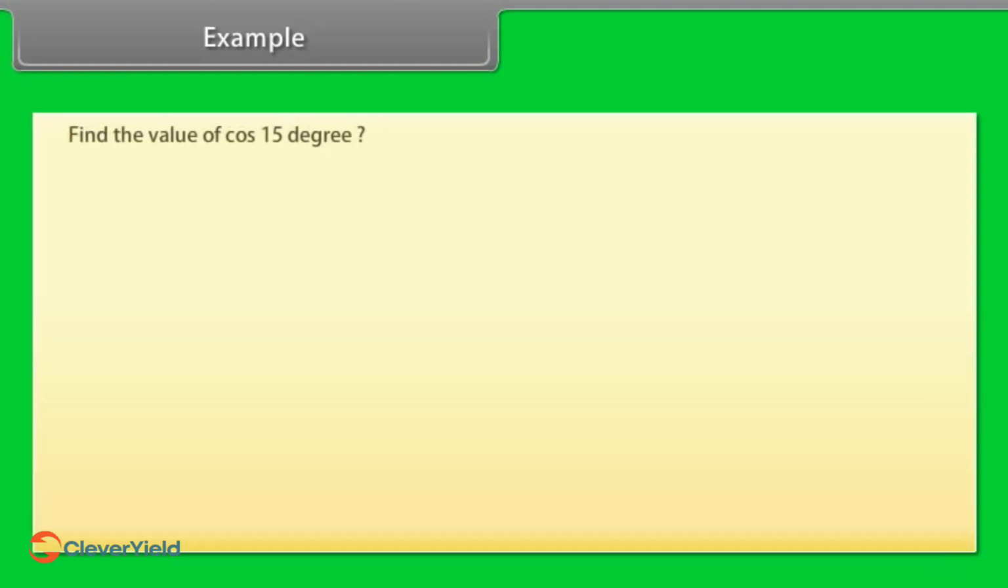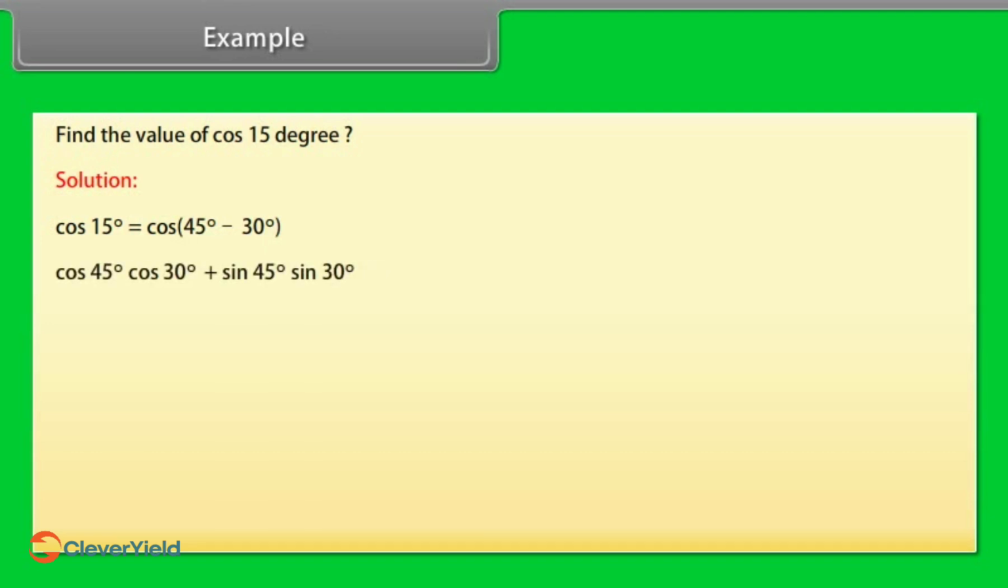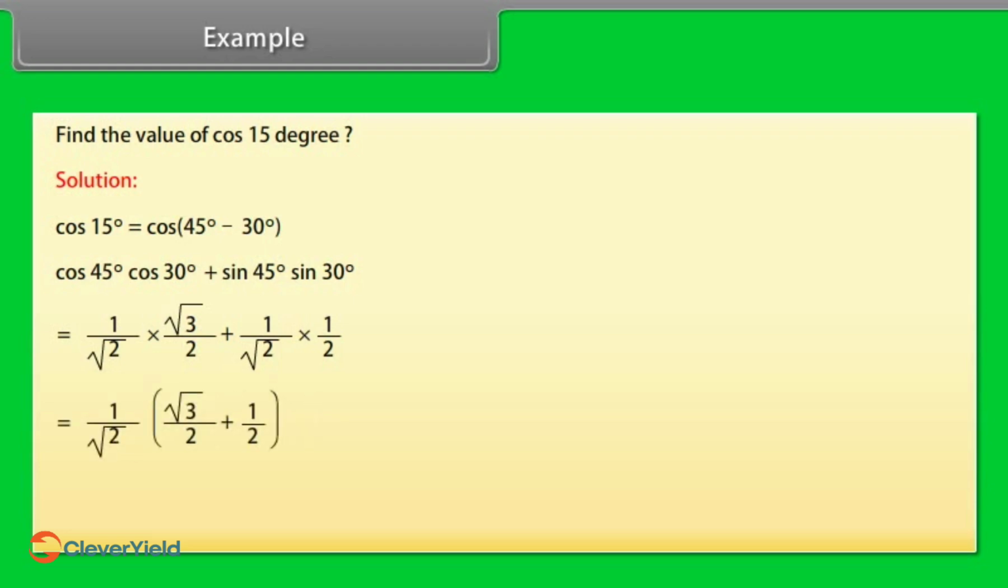Example. Find the value of cos of 15 degrees. Solution. Cos of 15 degrees is equal to cos of (45 degrees minus 30 degrees). That is equal to cos 45 degrees into cos 30 degrees plus sin 45 degrees into sin 30 degrees, which is equal to 1 by root 2 into root 3 by 2 plus 1 by root 2 into 1 by 2, which is equal to 1 by (2 root 2) into (root 3 plus 1).